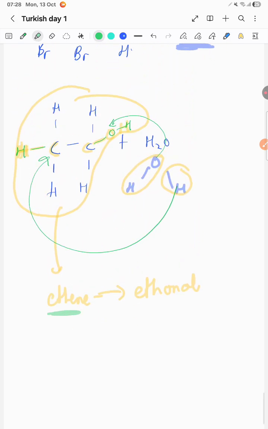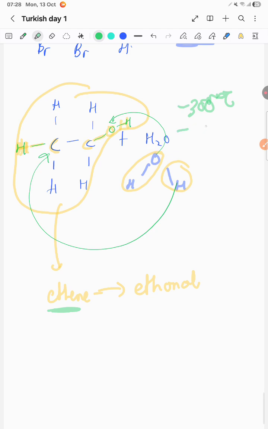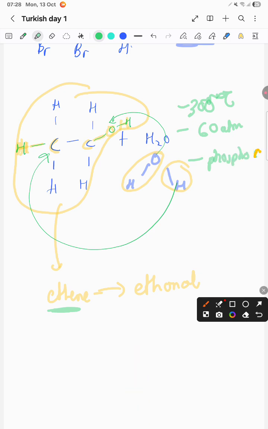What are the conditions for this reaction? Now it gets hard for some. Well, you need 300 degrees Celsius. Remember that. That's the temperature. Your pressure is 60 atmospheres. And your catalyst is phosphoric acid. Phosphoric acid. That's your catalyst.